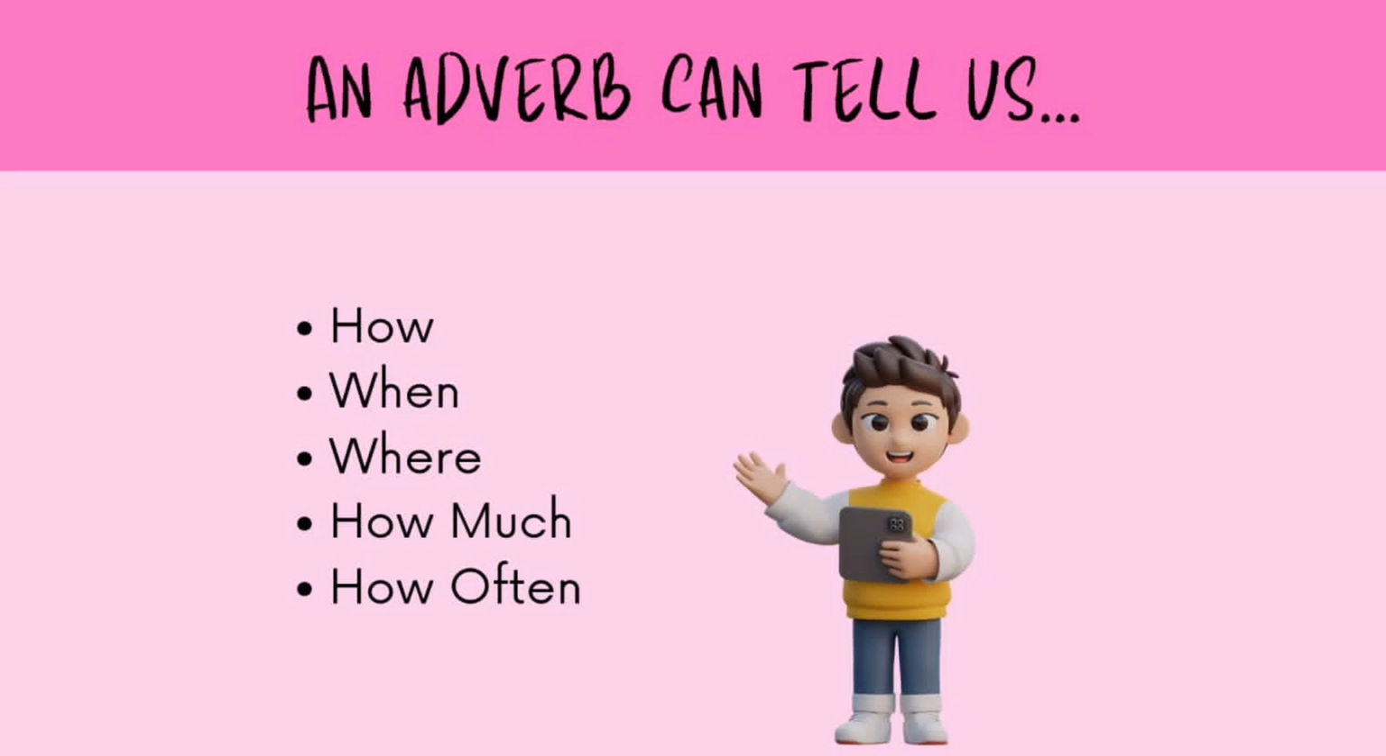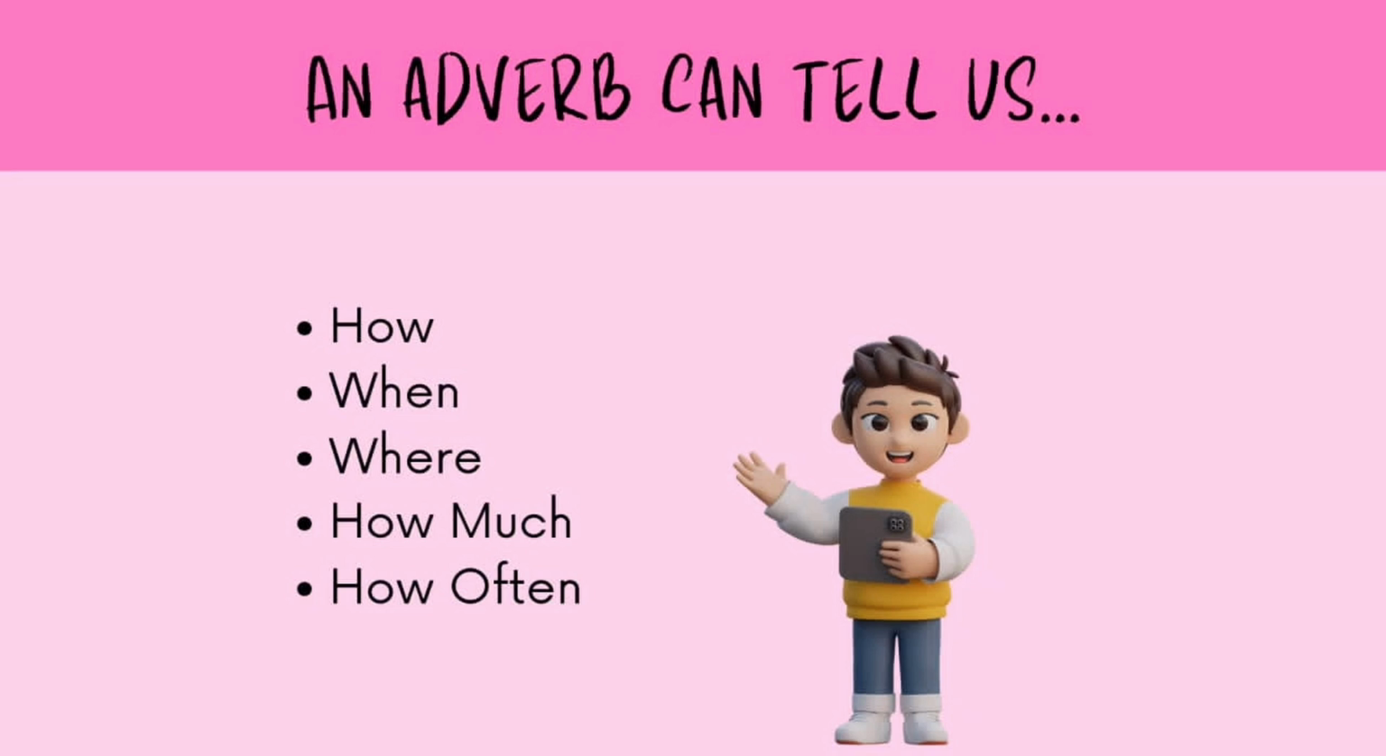All right. Now an adverb can tell us different things, and that is what will take us into the types of adverbs. An adverb can tell us how an action is performed. It can tell us when an action is performed. It can tell us where an action is performed. It can tell us how much an action is performed, or how much or the degree of something. It can also tell us how often an action is performed. So these are the things that an adverb can tell us.